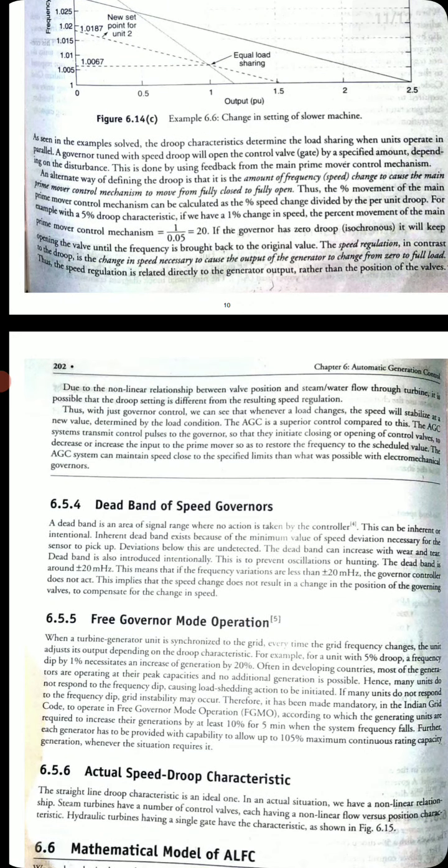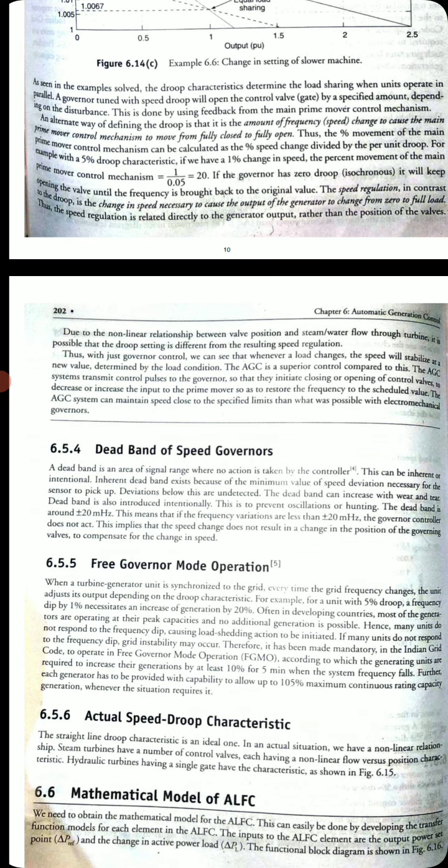Now we will see the deadband of speed governors. What do you mean by deadband? A deadband is an area of signal range where no action is taken by the controller. This can be inherent or intentional. Inherent deadband exists because of the minimum value of speed deviation necessary for the sensor to pick up. Deviations below this are undetected, meaning that until the deviation reaches some limit, the sensor will not detect it. The sensor detects only after some deviation. The deadband can increase with wear and tear.